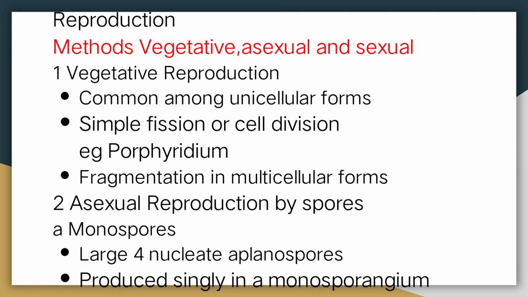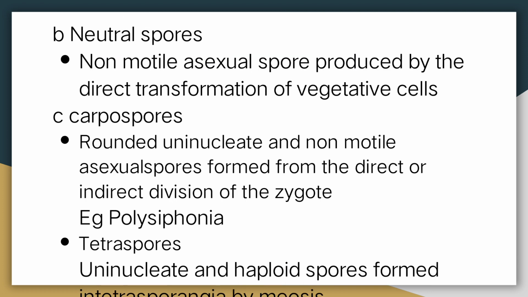Then reproduction. It reproduces by vegetative, asexual and sexual means. Vegetative reproduction is common among unicellular forms by simple fission or cell division, and by fragmentation in multicellular forms. Asexual reproduction is by spores: by monospores, large four nucleate aplanospores produced singly in a monosporangium; by neutral spores, non-motile asexual spores produced by the direct transformation of vegetative cells; by carpospores, rounded uninucleate and non-motile asexual spores formed from the direct or indirect division of the zygote. Example is Polysiphonia. Then tetraspores.